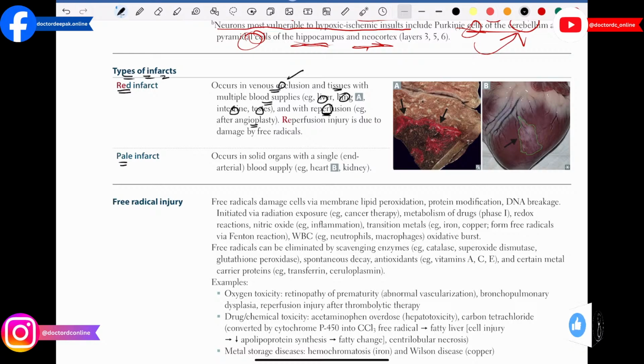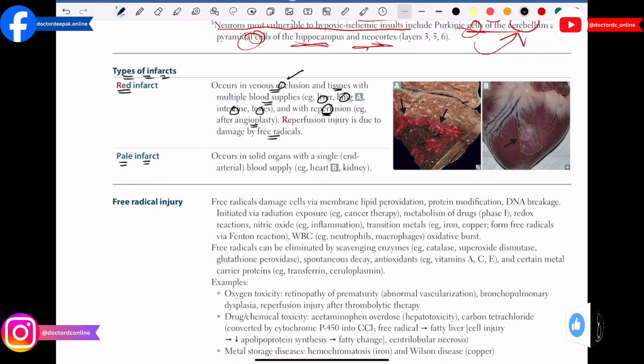Reperfusion injury especially leads to red infarction by producing free radicals, which we already discussed in the previous topic. When you are giving blood after angioplasty, the blood goes to the area which is ischemic, and that blood will produce different kinds of free radicals. Those free radicals will damage the tissue, which will lead to red infarction. So these are the important points related to red infarction.